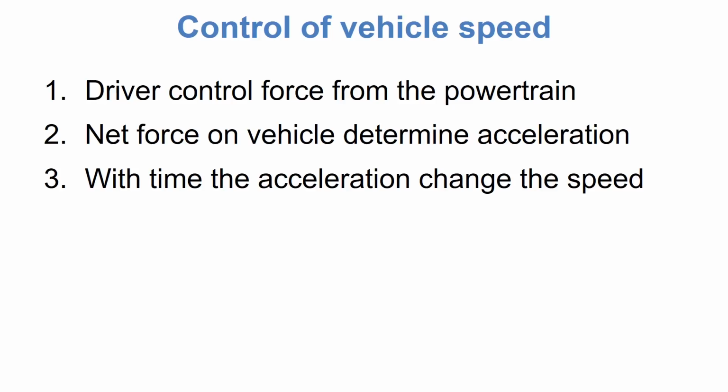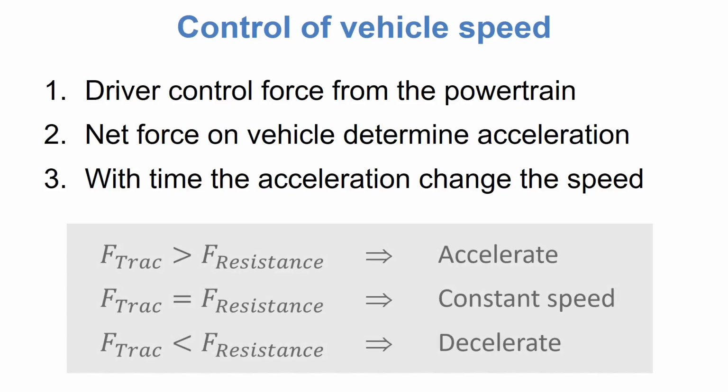We can also summarize some simple control rules. The traction force must exceed the total driving resistance in order for the vehicle to accelerate. The traction force and total driving resistance must be in balance for the vehicle to have a constant speed. And traction force must be lower than the total driving resistance in order for the vehicle to decelerate.